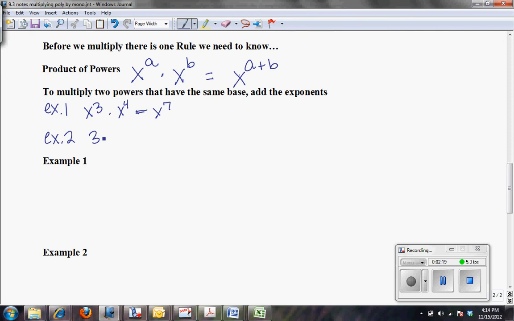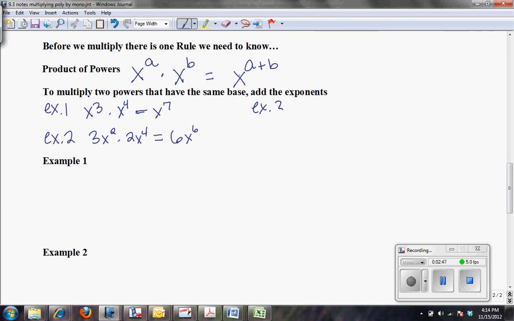Example 2, if you have 3x squared times 2x to the fourth, what's that equal? Well, my coefficients I need to multiply as I would normally multiply numbers, so 3 times 2 is going to be 6, and then I have same base, different exponents, I can add them. So I end up with 6x to the 6th power.